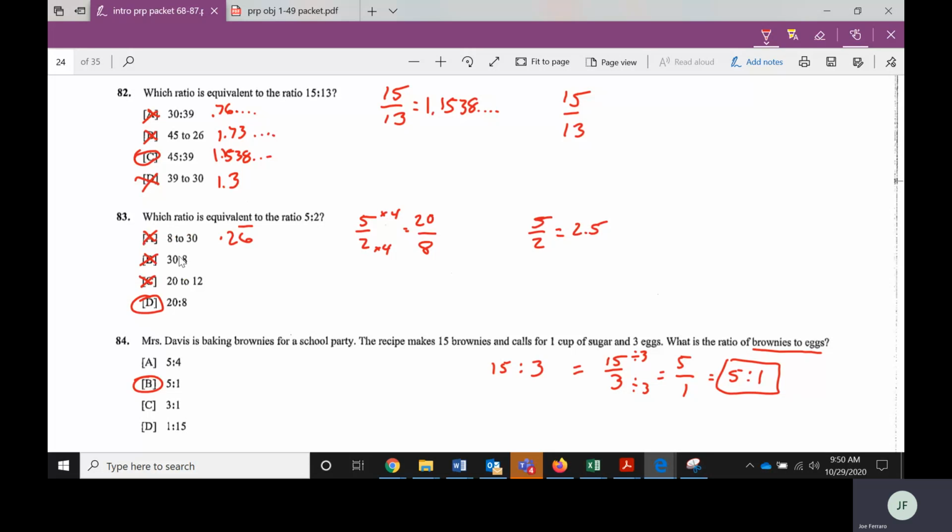So next one, 30 divided by 8, gives you 3.75. So that's out. The next one, 20 divided by 12, is 1.6 repeating. So that's out. And the last one, 20 divided by 8, that gives us our 2.5. And there's our answer, letter D.